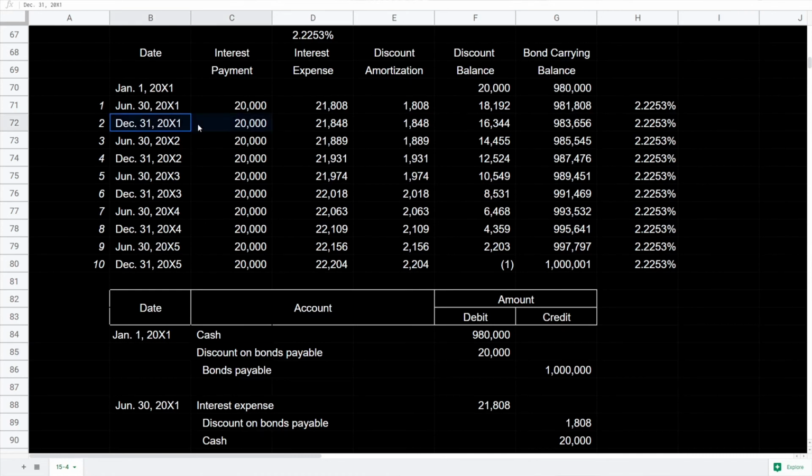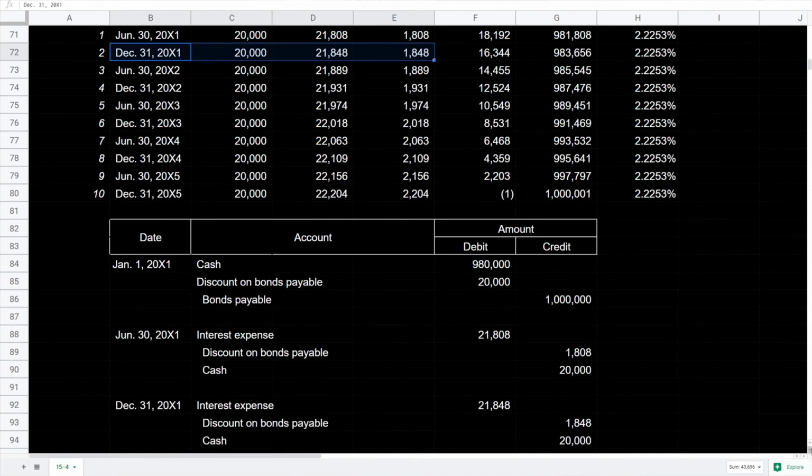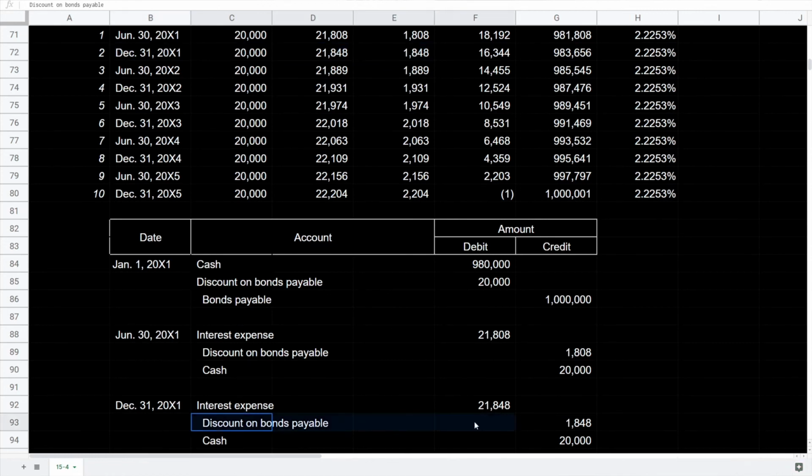Finally, at the end of 20x1, once again, we can take those amounts straight off the table, and we get a debit to interest expense of $21,848, a discount on bonds payable of $1,848, and a credit to cash of $20,000. So a lot of people find this method of amortization, the effective method, to be a lot more difficult than the straight line method. And frankly, it is more complicated. So I recommend downloading the spreadsheet and trying it out yourself several times until you get the hang of it.